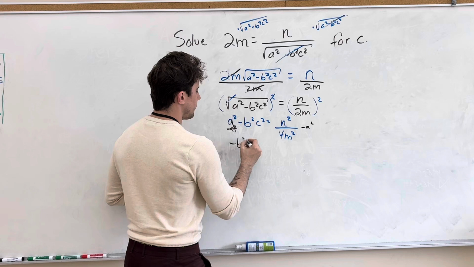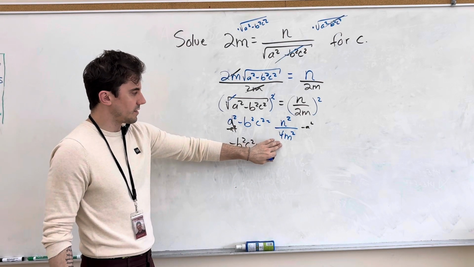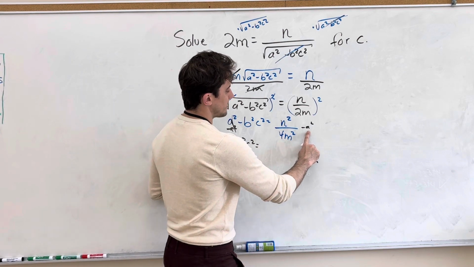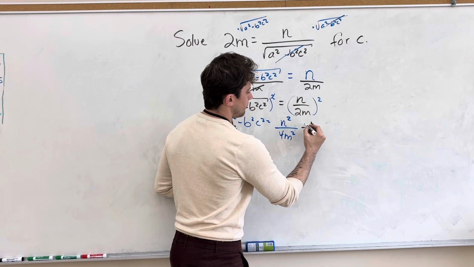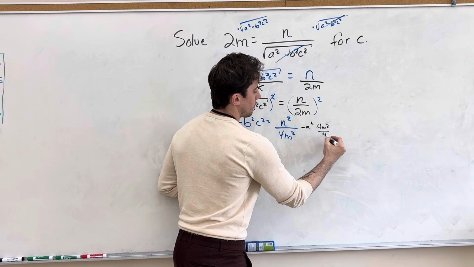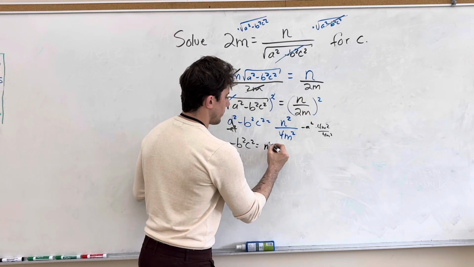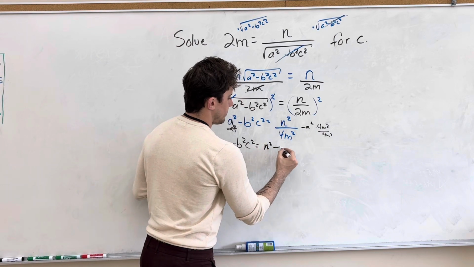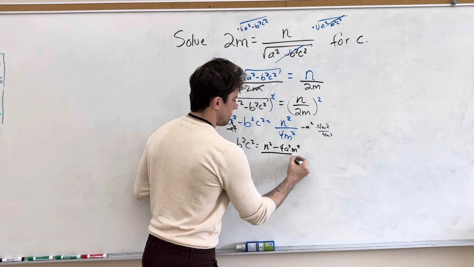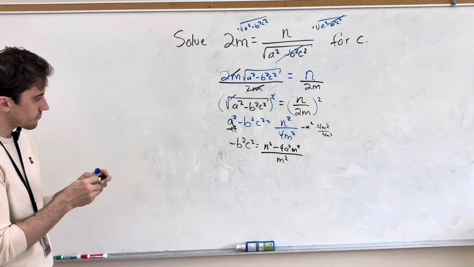So now negative b squared c squared is going to be, we should probably go ahead and write this over a common denominator. And so a squared is the same as a squared times 4m squared over 4m squared. And so that means that this is equal to n squared minus 4a squared m squared all over 4m squared, like so.